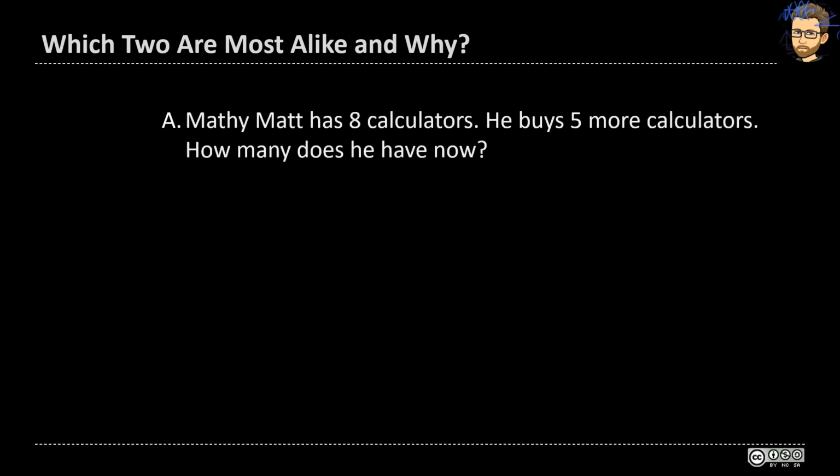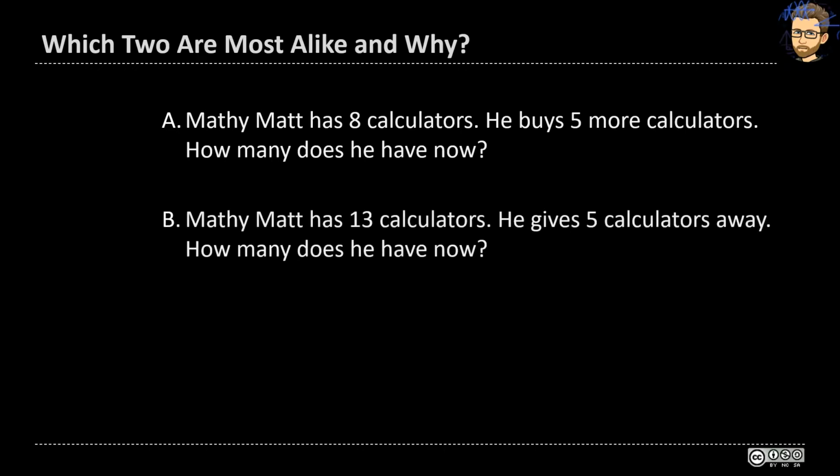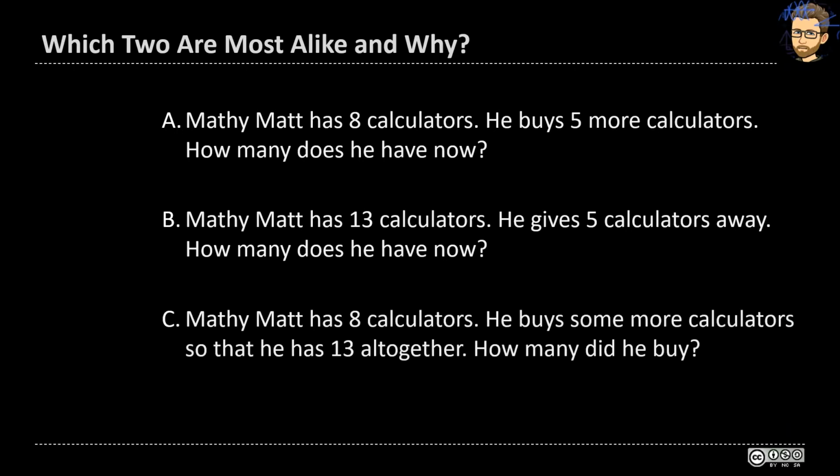So one story problem we might ask is: Mathy Matt has 8 calculators. He buys 5 more calculators. How many does he have now? Mathy Matt has 13 calculators. He gives 5 calculators away. How many does he have now? Mathy Matt has 8 calculators. He buys some more calculators so that he has 13 altogether. How many did he buy?